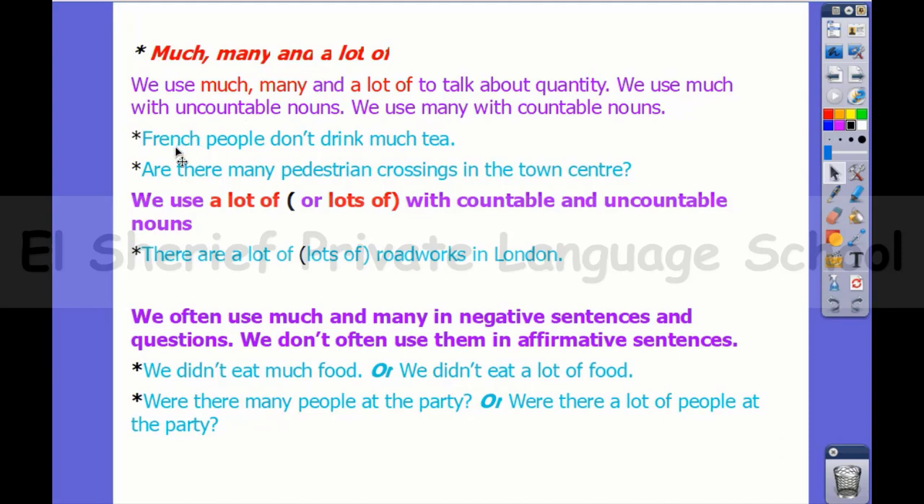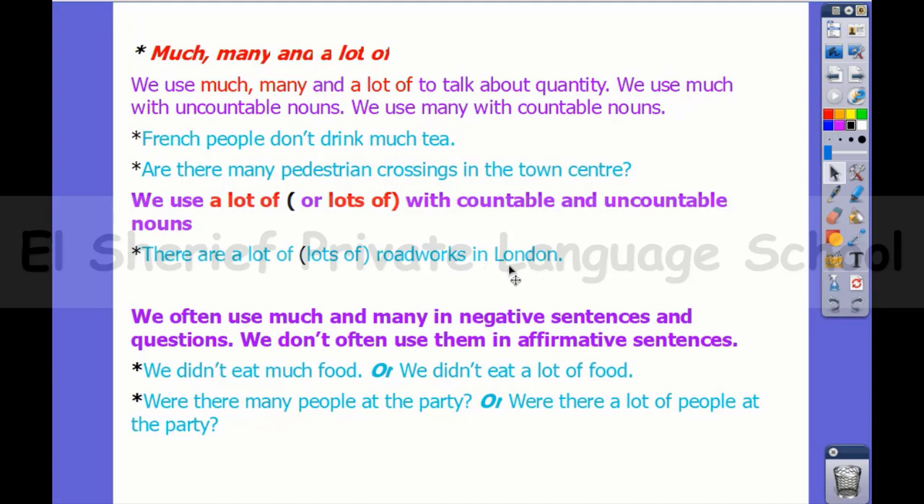Okay, examples. French people don't drink much tea. So tea here is an uncountable noun. That's why we use much. Are there many pedestrian crossings in this town center? So pedestrian crossings is a plural countable noun. So that's why we use many. We use a lot of or lots of with countable and uncountable nouns. Example, there are a lot of or lots of road works in London.